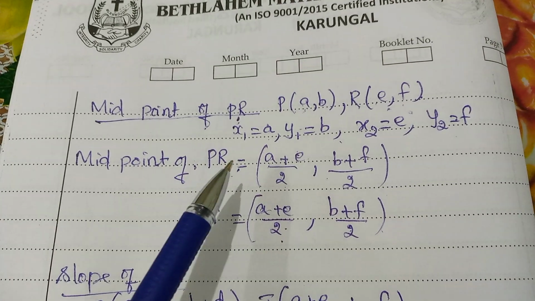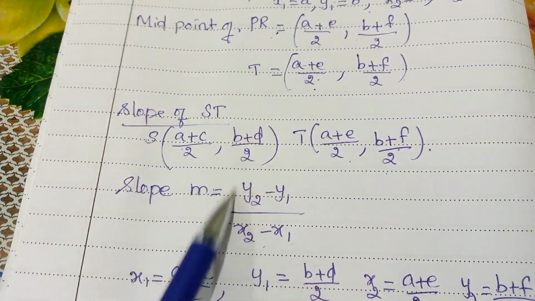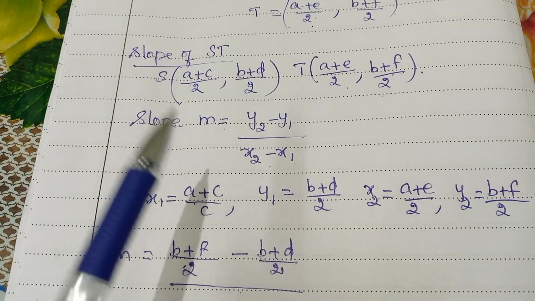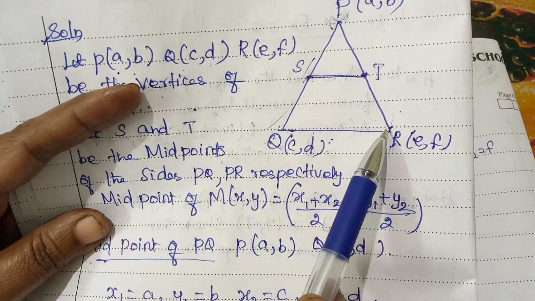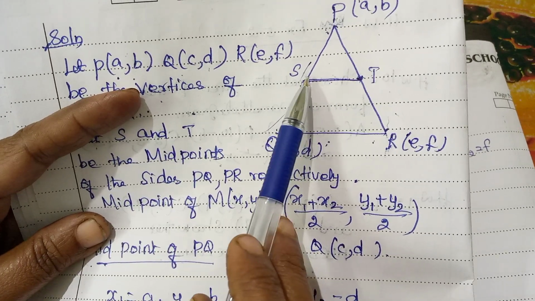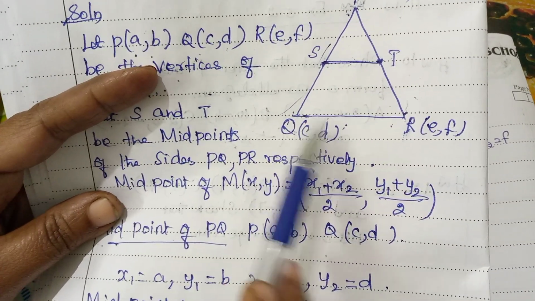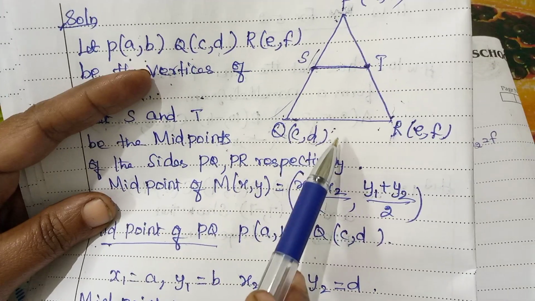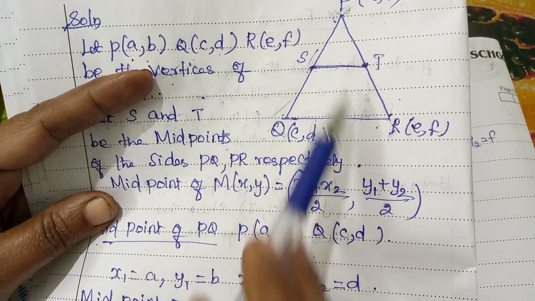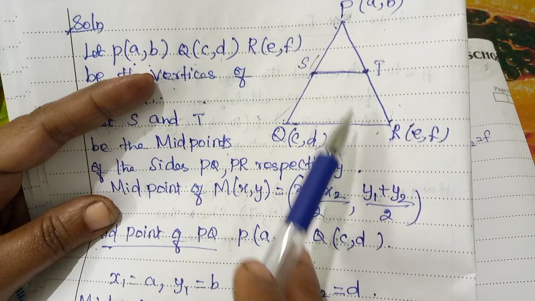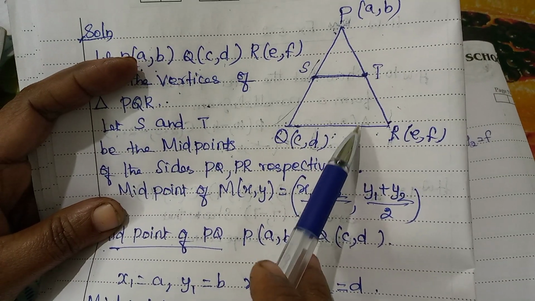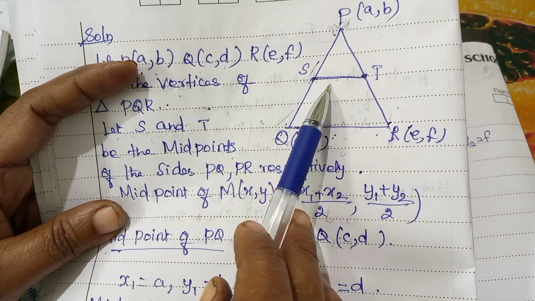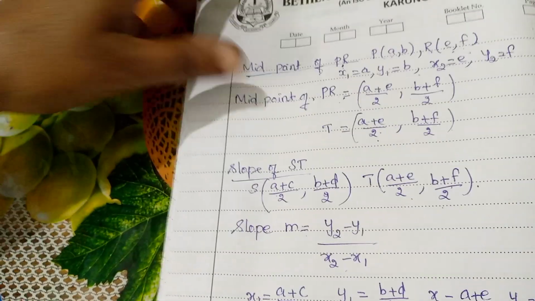Understood, students? Next, we are going to find the slope of ST. We have to say ST is parallel to QR. So we have to find the slope of ST and the slope of QR. If the slopes are the same, we can say these two lines are parallel, that is, ST is parallel to QR. That is the first question. So first of all, we are going to find the slope of ST.